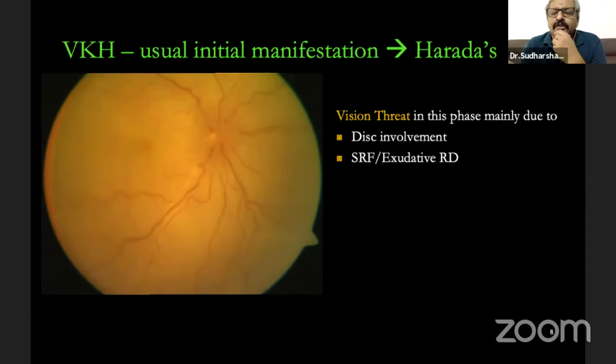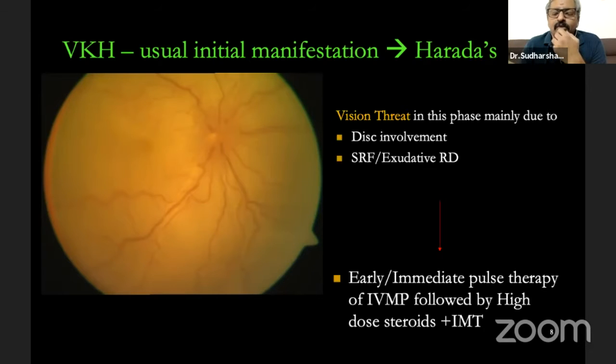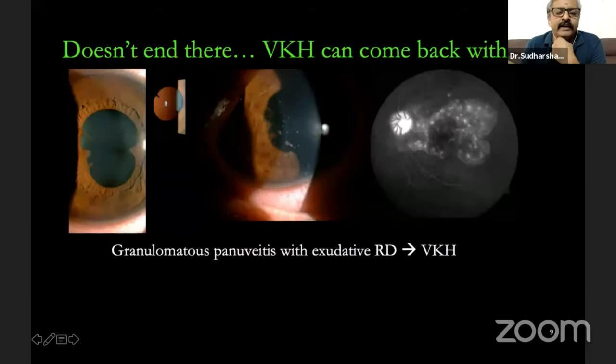A vision threat in this phase in VKH is mainly due to the disc involvement, the subretinal fluid and the exudative retinal detachment. So the important thing in pan-uveitis is how to prioritize your treatment based on which is going to be involved first and how it's going to affect your vision. In this case, you start immediately planning a pulse therapy of high-dose methylprednisolone, followed by high-dose steroids and later on immunomodulator therapy, because the vision loss at this stage is because of the disc involvement and exudative retinal detachment.